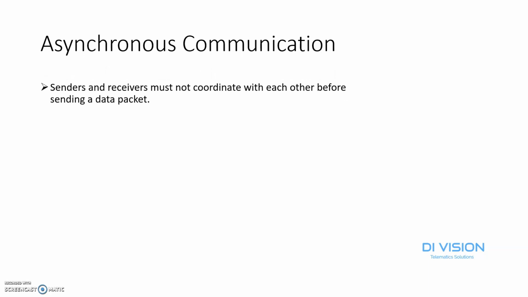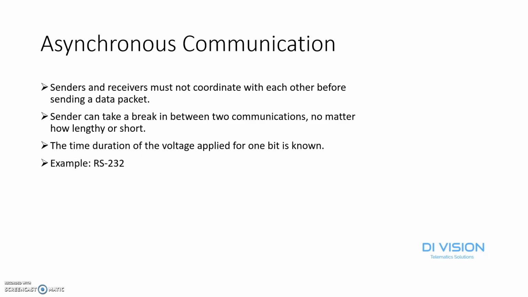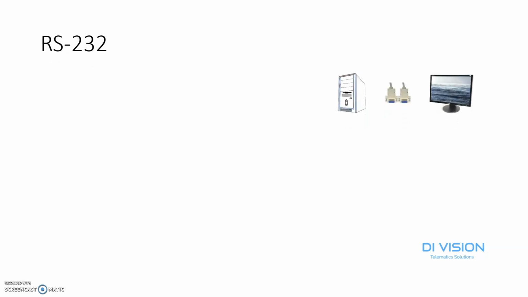Sender and receiver need not coordinate with each other before sending a data packet. The sender can take a break in between two communications, no matter how lengthy or short. The time duration of the voltage applied for one bit is known. For example, RS-232. RS-232 is an asynchronous communication method that happens between the computer, CPU, and its peripheral devices. We'll take the case of a CPU being connected to a monitor under this communication method.